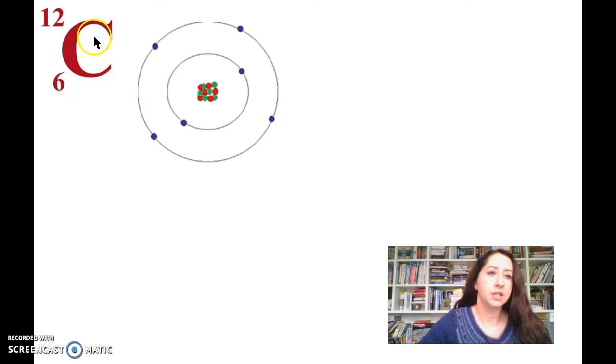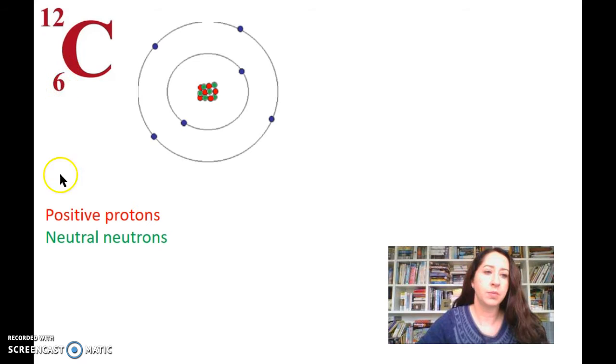So what I have here is a carbon atom. It's got some numbers associated with it, 12 and 6. The 6 tells me the number of positive protons that I have in the nucleus here. That would be the red circle, so I've got 1, 2, 3, 4, 5, 6 of those. And the number of neutral neutrons that I also have in the nucleus is 1, 2, 3, 4, 5, 6. Together they make up the nucleus in the centre of an atom.